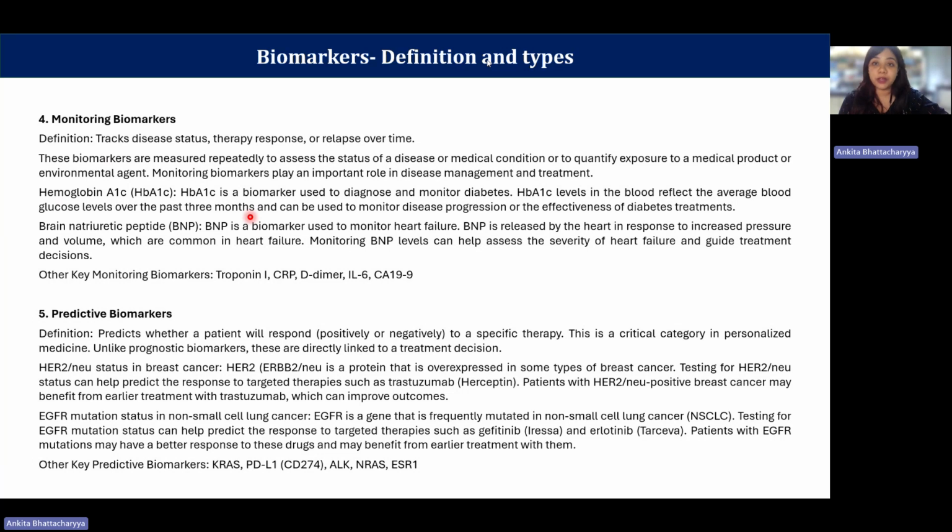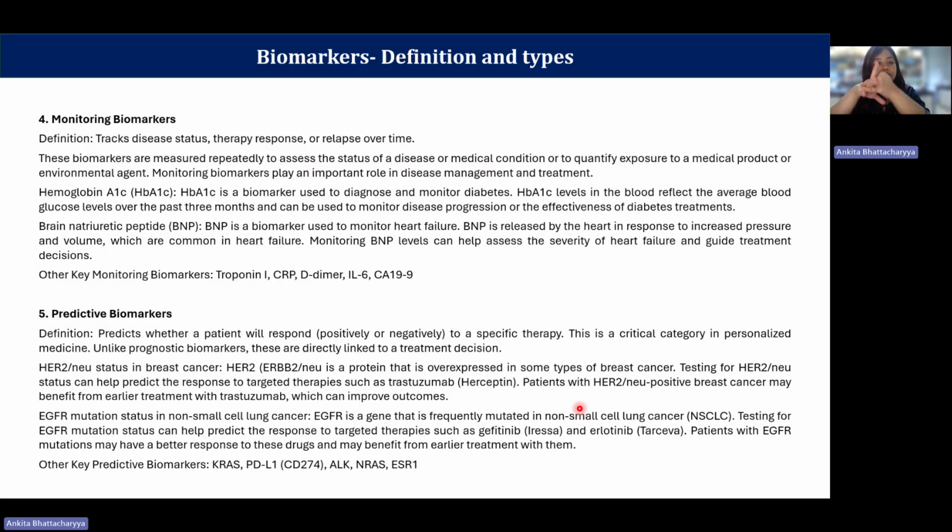So, apart from these, we also have predictive biomarkers. It basically predicts whether an individual is going to respond to a certain therapy. While it sounds very fancy and non-specific in nature, somebody might wonder why at all you would go for a predictive biomarker. But in personalized medicine, it is very crucial. It's a critical category that needs to be determined prior to treatment, because it actually affects how a treatment decision needs to be made.